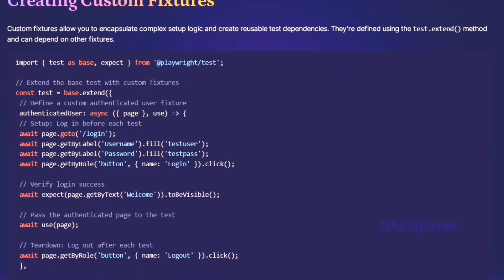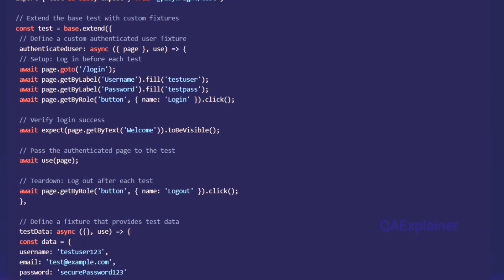Another picture is that custom fixture. In this example, first I have created a constant, and inside that constant I extend the base test with a custom fixture. So I'm writing base.extend, and then I authenticate the user, go to the login username and password, and then click the login button.